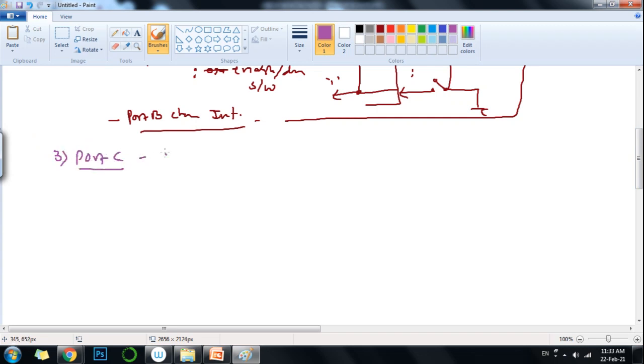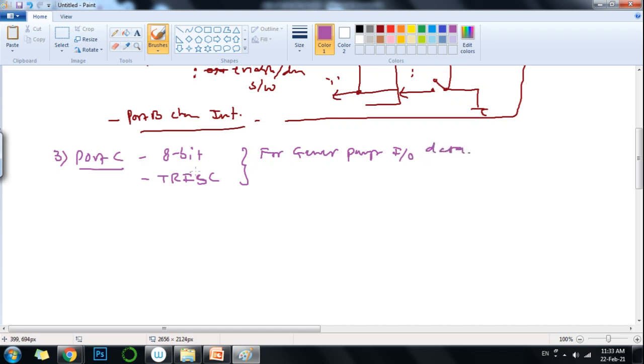Port C is also an 8-bit port. It also has the TRISC register to set this port either as an input or output port, right? Okay, now the special feature of this particular port, see, this is also used for general purpose I/O of data.